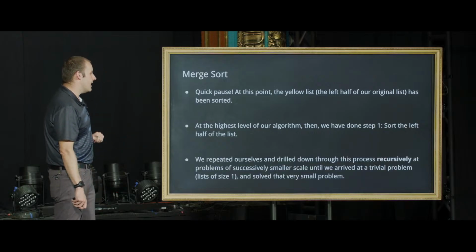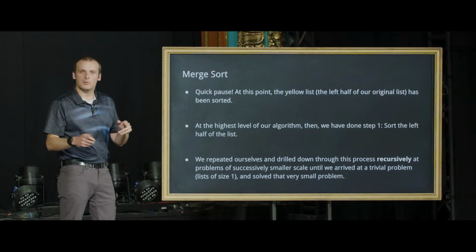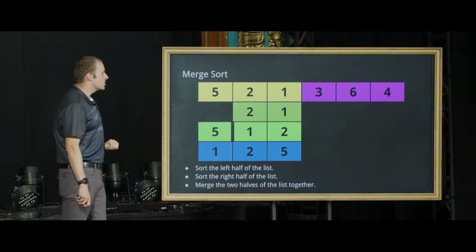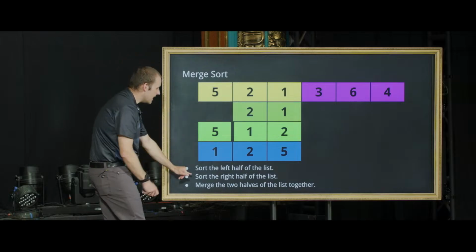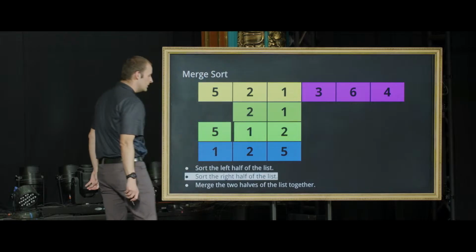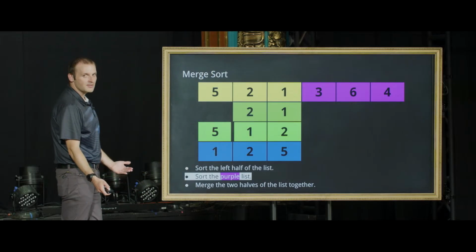So now we're going to handle that until we get a sorted right half of the list, and then we'll do one more merge together, and we'll be all squared away. So we need to sort, we just sorted the left half of the whole list, and now we're going to sort the right half of the whole list, which we've called the purple list. So let's sort the purple list. How do we do that? It's a list of size 3.